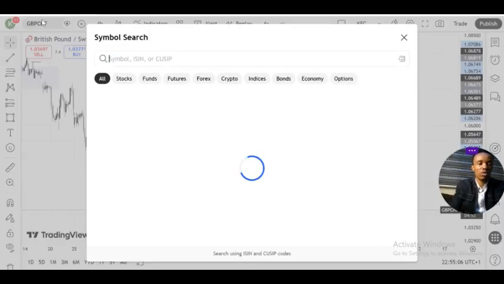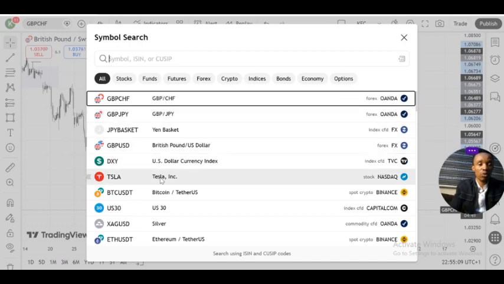So that's all for GBP CHF. That's all on Forex. Let's go straight to crypto.